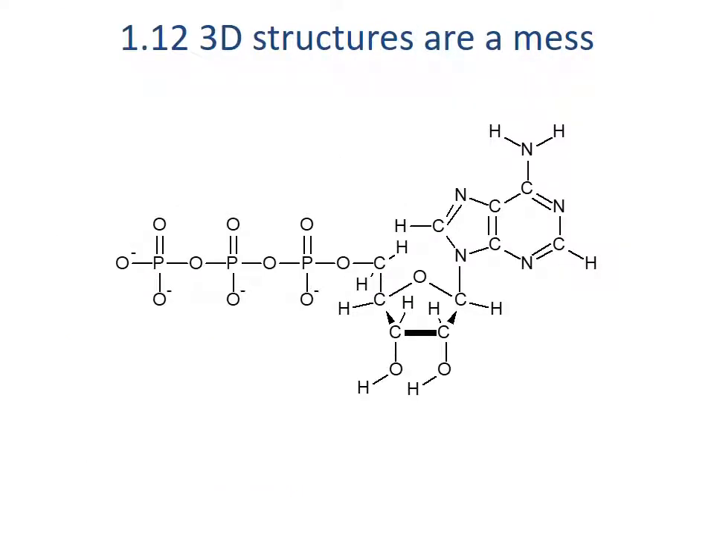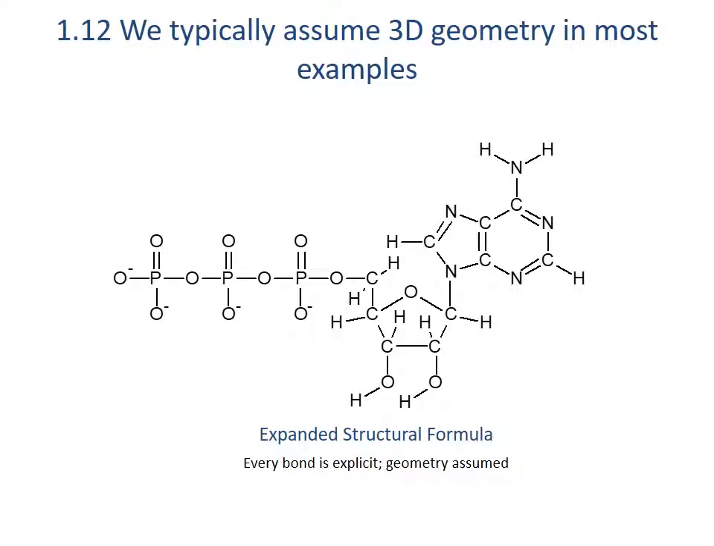Now we also want to talk about how we could draw things that aren't Lewis structures. If we try to draw Lewis structures in 3-dimensional structures, we can end up with a pretty big mess. We haven't even drawn the lone pairs on this structure, and it's still pretty difficult to follow. This is a molecule of ATP. So typically, we're going to assume that 3D geometry is present, but we don't draw it out. Notice between the last slide and this one, all the dashed and wedged lines have disappeared. This is called an expanded structural formula. Every bond we show is explicit, but we assume the geometry.